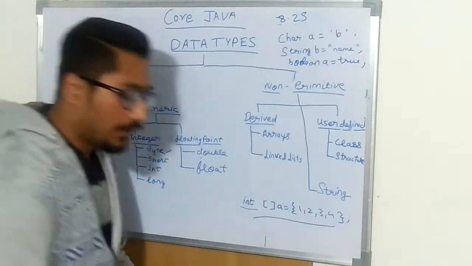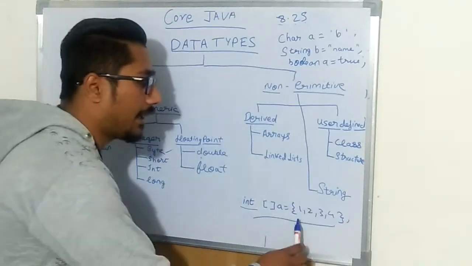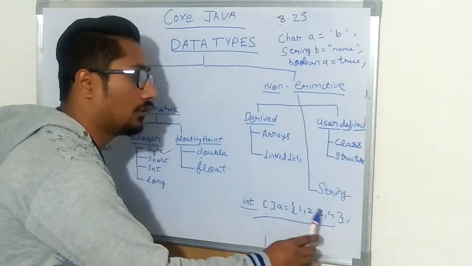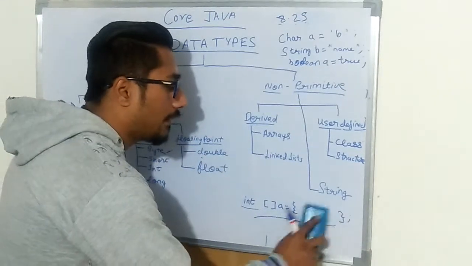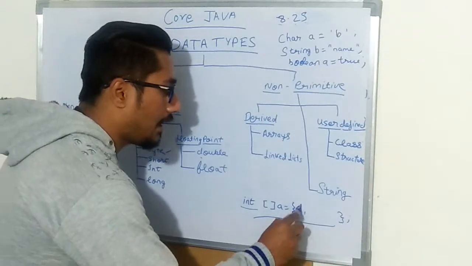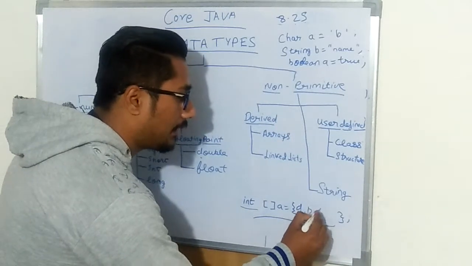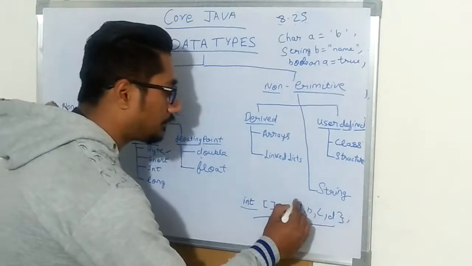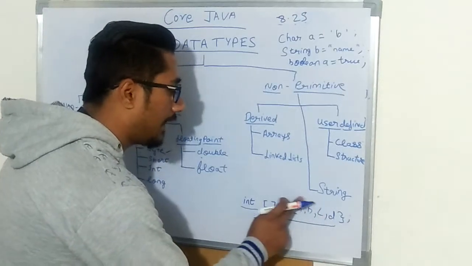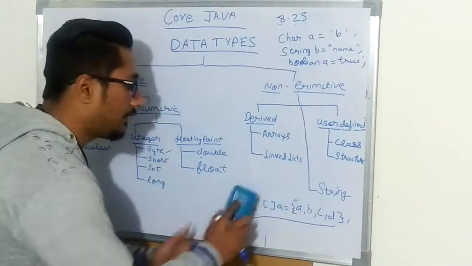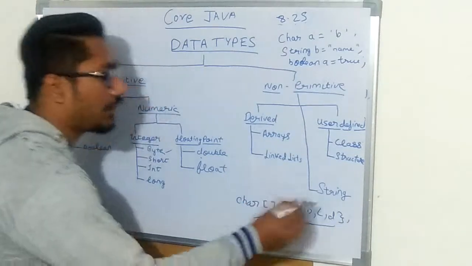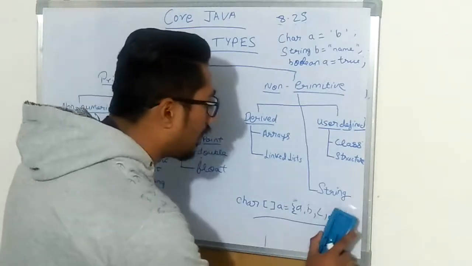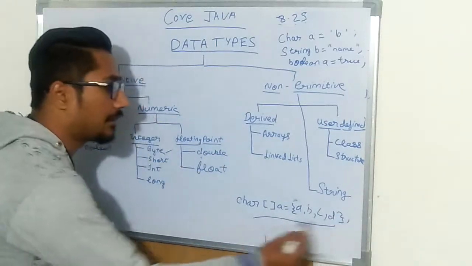Here I have taken only the integer values, 1, 2, 3 and 4. That's why I have declared int over here. If you want to store A, B, C and D, then you can mention the char data type over here, like a character array. You can make a character array. Let me show you the structure. I hope you've understood this part.